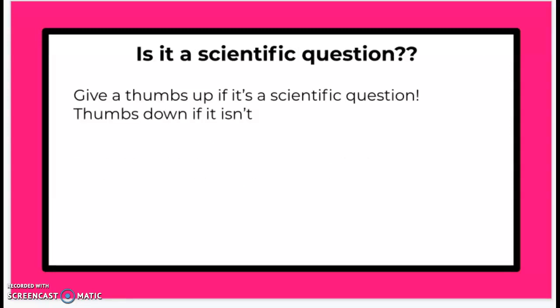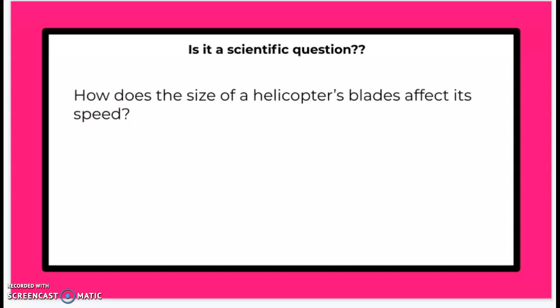All right, let's do some practice. Tell me if it is a scientific question. Is this a scientific question? How does the size of a helicopter's blades affect its speed? If you said it is a scientific question, you are correct. We can test this. We can test out different blades of a helicopter and see if it changes the speed.